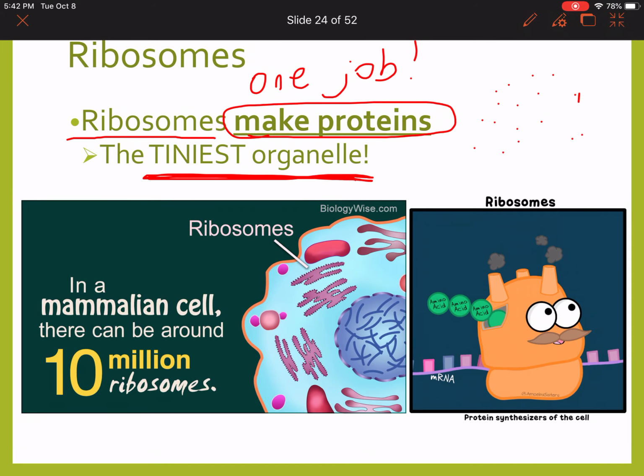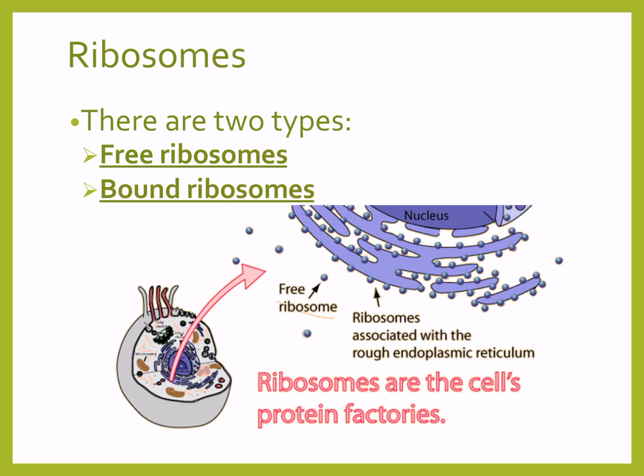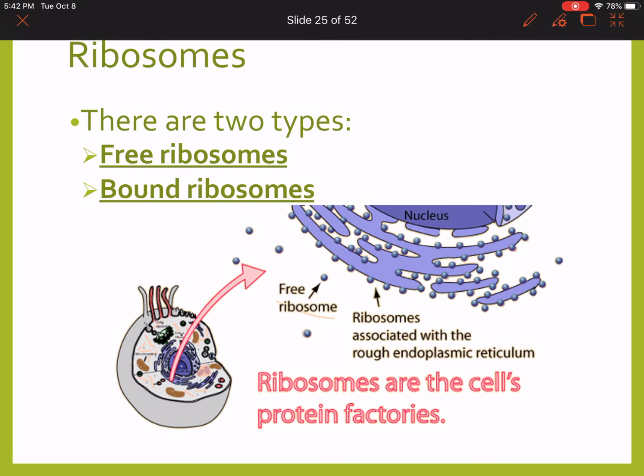Now there are 2 types of ribosomes. The 2 types are what's called free and bound. So there are free ribosomes and there are bound ribosomes. And of course, each of these have an additional job. We'll do the free ones first.